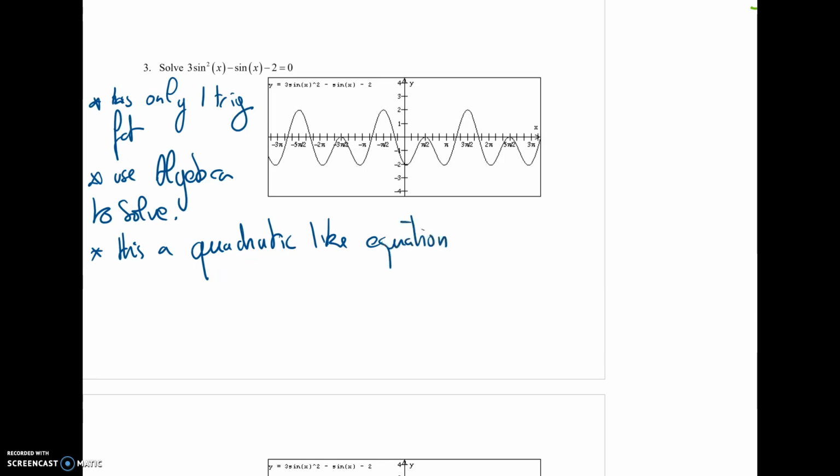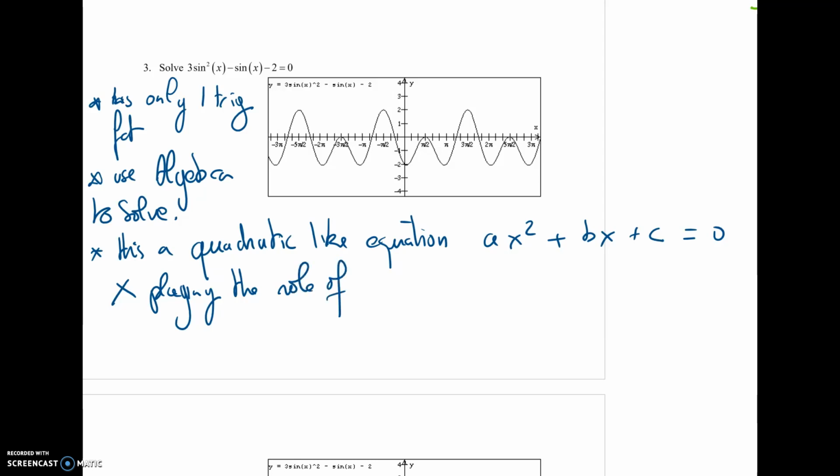Okay, why? Because it looks like ax squared plus bx plus c equals 0, with x playing the role of sine x. So obviously, if you have 3x squared plus negative 2x plus negative 2 equals 0.